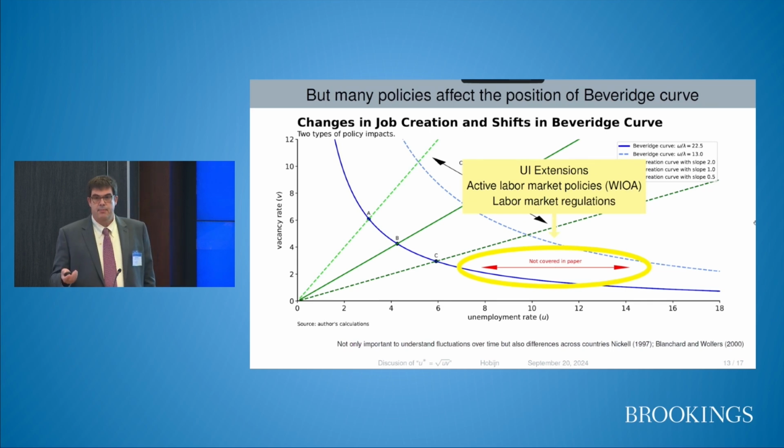So what's in this paper might be useful for monetary policy, but might not be so useful for other policies that actually affect the position of the Beveridge curve, like UI, but also like WIOA, which is probably the biggest act that is meant to improve labor market functioning.